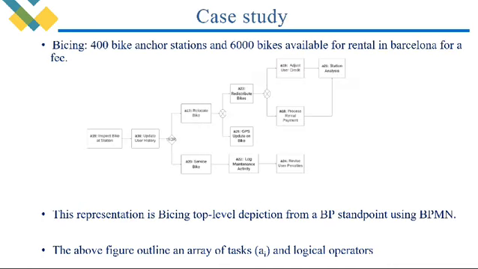Now, let's focus on Bicing, our case study. It's a bike-sharing scheme in Barcelona that encompasses over 400 bike anchor stations dispersed throughout the city while offering approximately 6,000 bikes available for rent by users for a fee. For our research purposes, we propose a top-level depiction of Bicing from a business process standpoint. This representation employs the standard business process model and notation, BPMN.